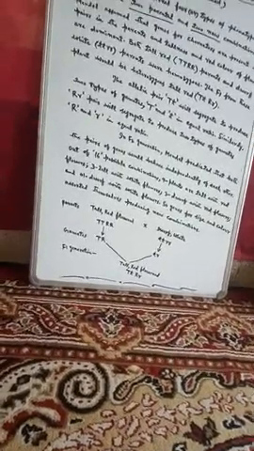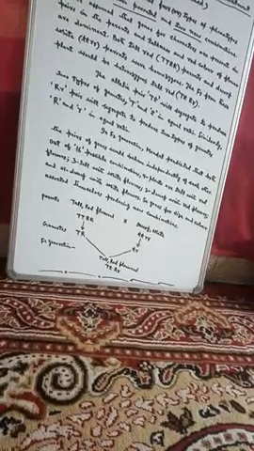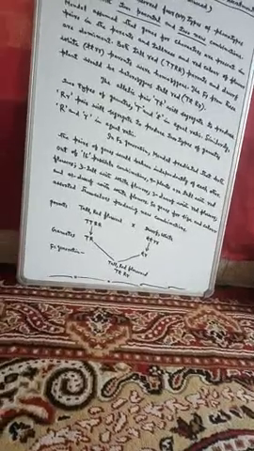Here, the parent we will take is tall red flowered, denoted by capital T, capital R. We cross this with dwarf white, represented by small t, small r. So the gametes will be capital T, capital R, and small t, small r. In the F1 generation, tall red flowers will be formed, denoted by capital T, small t, capital R, small r.